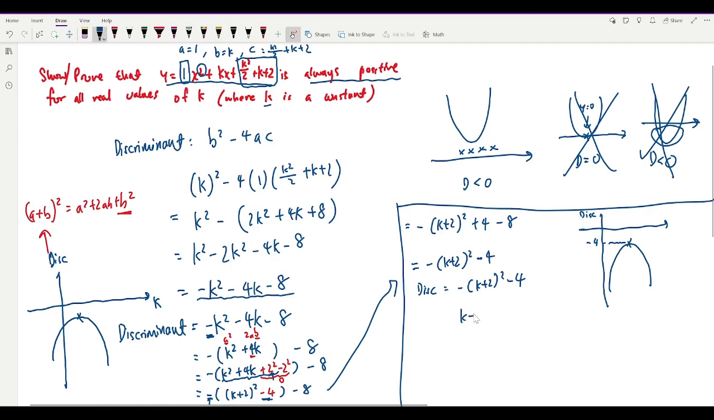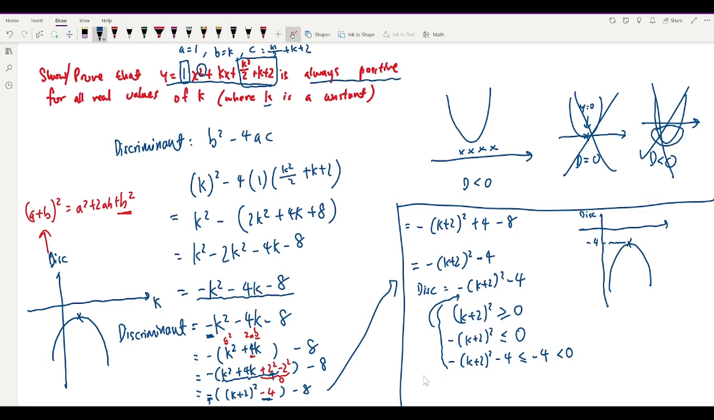Okay, start with k plus 2 squared. This is going to be larger or equal to 0, which means that if you multiply by negative 1 on both sides, the inequality sign is going to flip. The negative of that is going to be at most 0. And then if we minus 4 on both sides, you get negative k plus 2 squared minus 4 is going to be less or equal to negative 4. And this is definitely less than 0. So these three steps capture the intuition of what I was explaining just now, like how this form shows that the maximum value is negative 4.